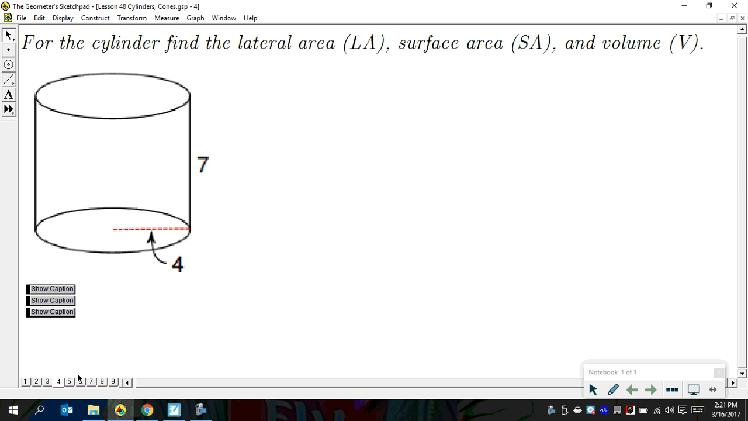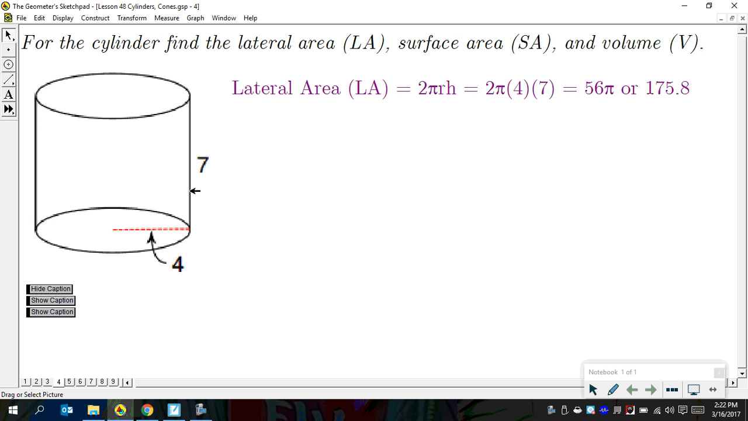So go ahead and try this one. Find the lateral area, the surface area, and the volume. So straightforward, I have the radius of the base is 4, the height, the distance between the two bases, is 7. I plug those in for R and H and get 56 pi, or 175.8.